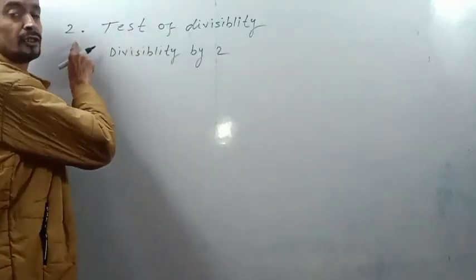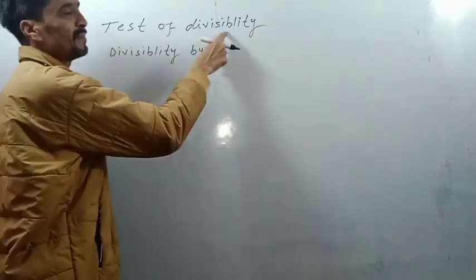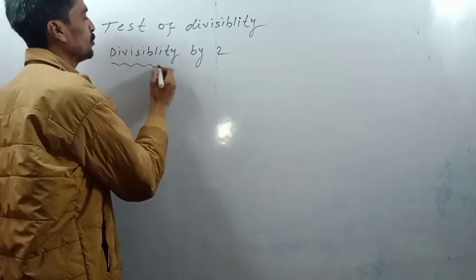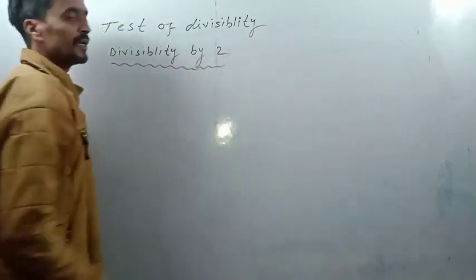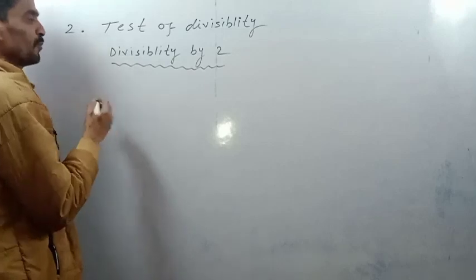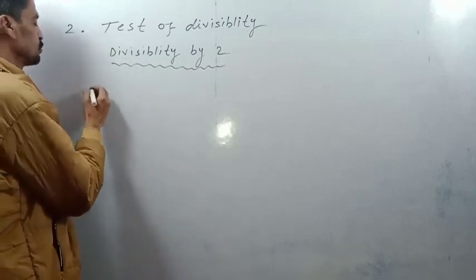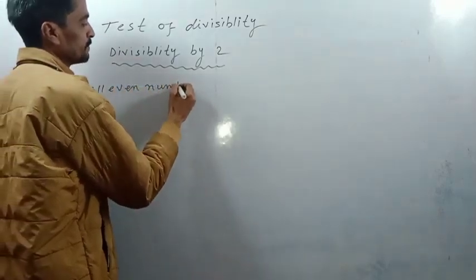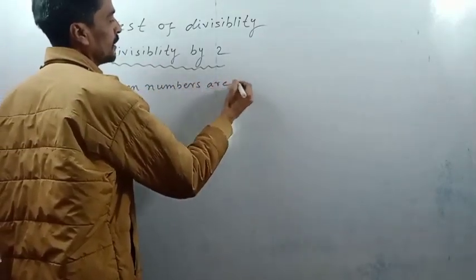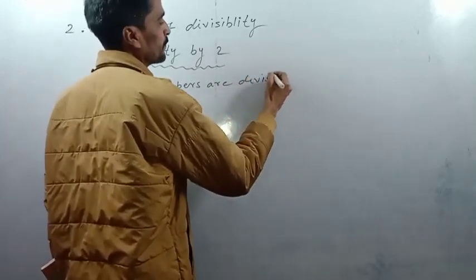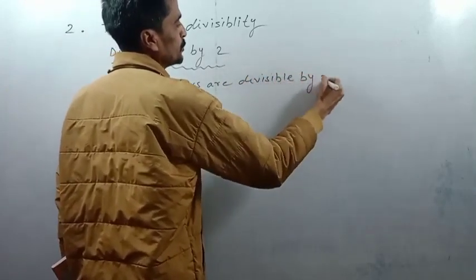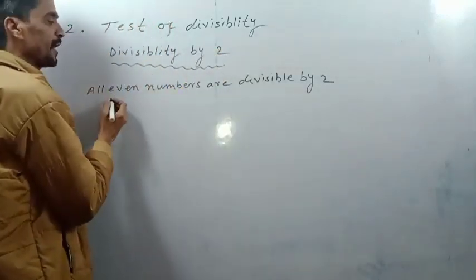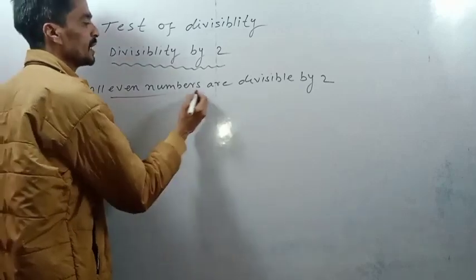The main important point in the lesson is the test of divisibility. First of all we are taking the test of divisibility of 2. What is the important point? All even numbers are divisible by 2. When we are checking the divisibility of 2, we need to find out whether the number is an even number.